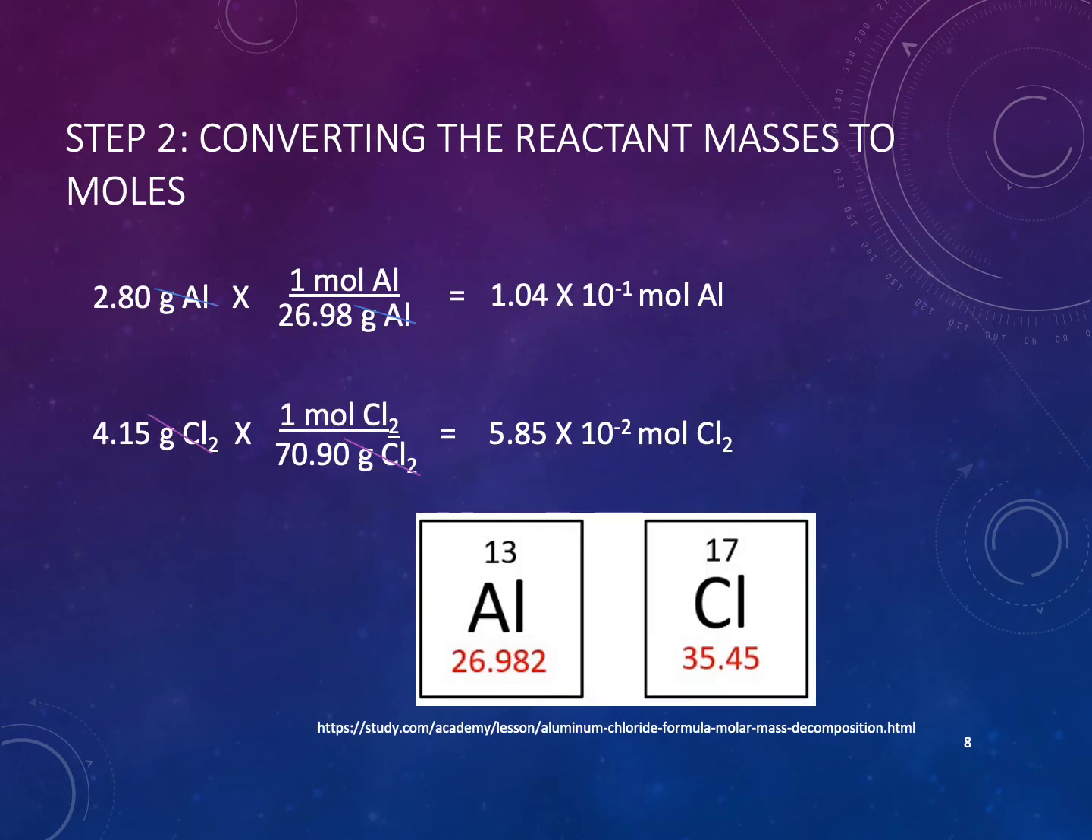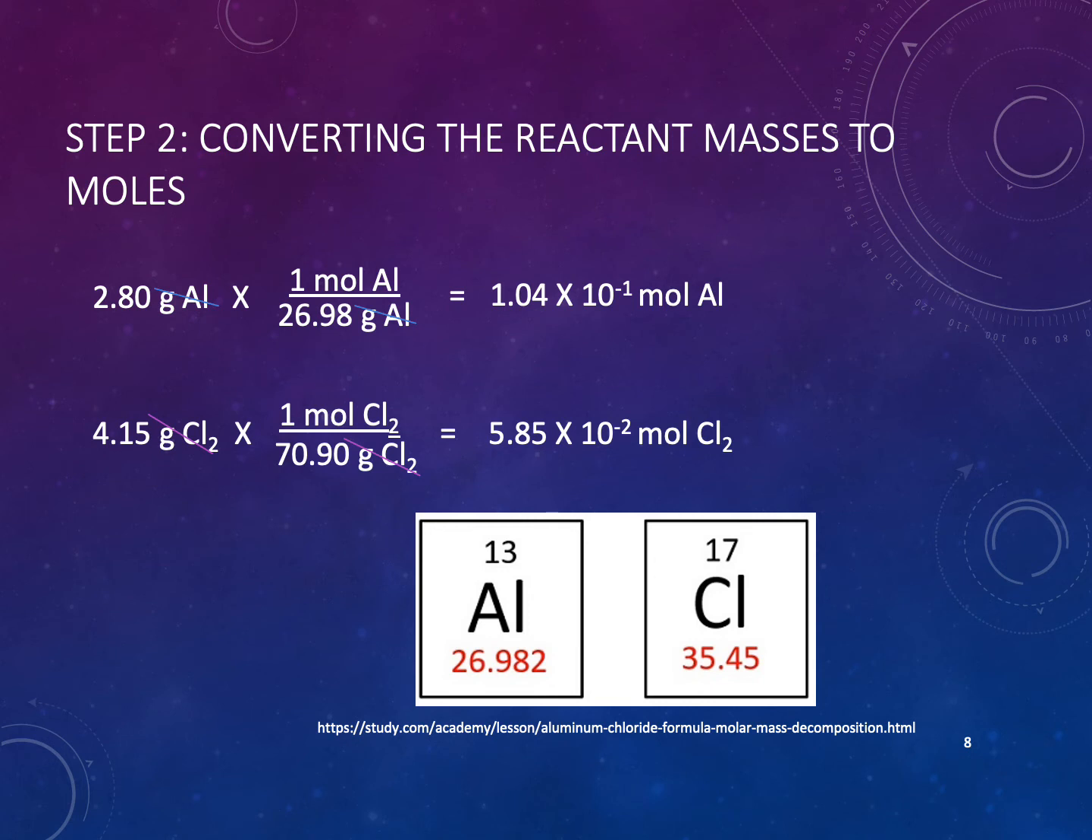And then we have our next step, which is converting the reactant masses to moles. So first off, we take our given mass from earlier, 2.80 grams of aluminum, and divide it by the molar mass of aluminum, which I've also shown in the picture below. That would give us 1.04 times 10 to the power of negative 1 mole aluminum.